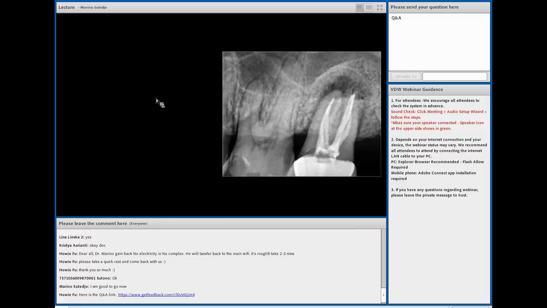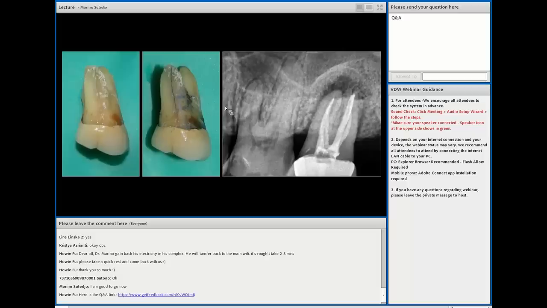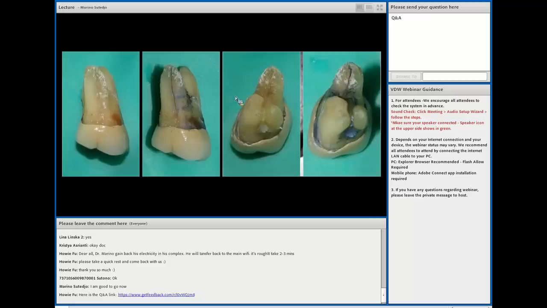This is a case. When you see this case, you might think this is only some regular apical lesion, but no, this is not just a lesion. This is caused by a crack, a vertical root crack, which cannot be saved anymore. We need to do some extractions. And why has this happened? It could be because we put too much pressure.